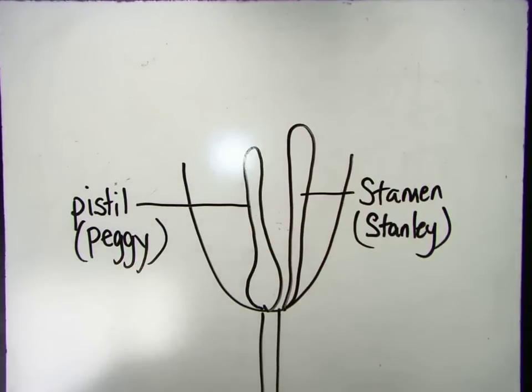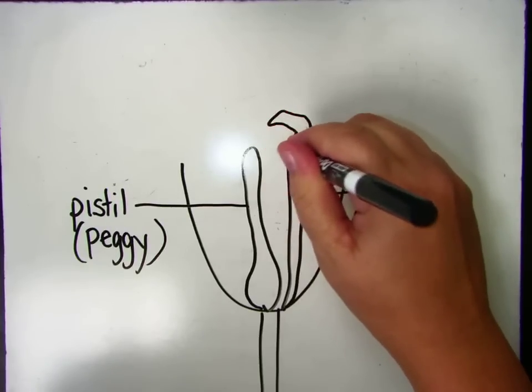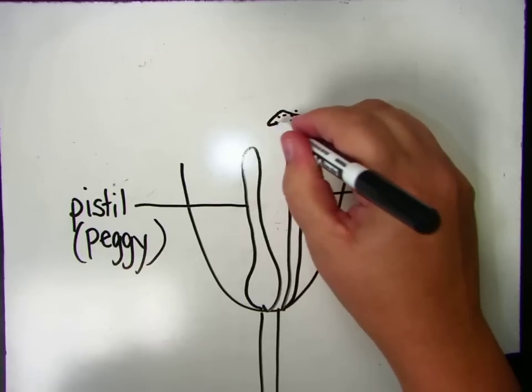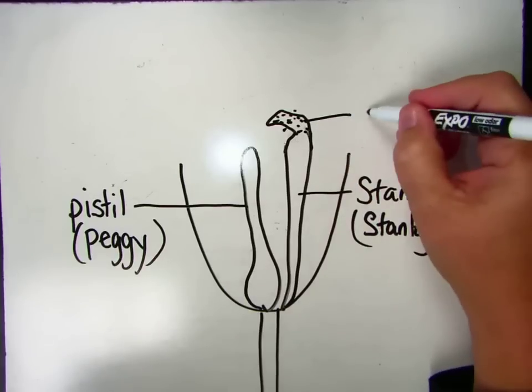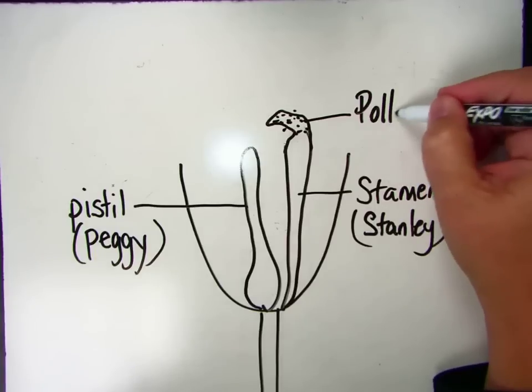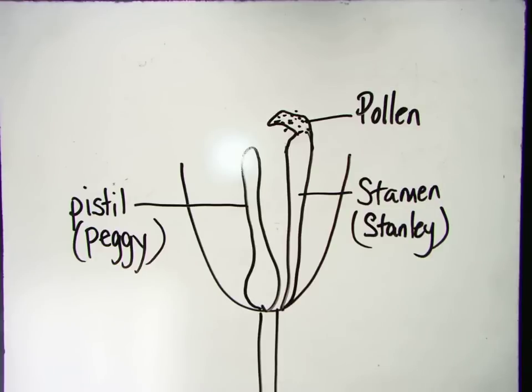And up on top of the stamen is, let me just draw this a little bit differently. There's usually some kind of an outcrop. And this is where the pollen of the plant is usually found, on top of Stanley. And the pollen is a very tiny little particle that gets stuck on visitors to the plant. A visitor could be somebody walking by the plant. It could be a dog sniffing in the garden. But most of the time it's insects that visit the flower.